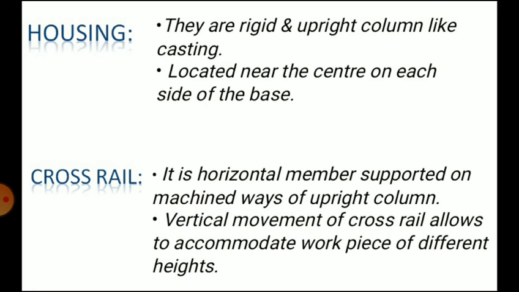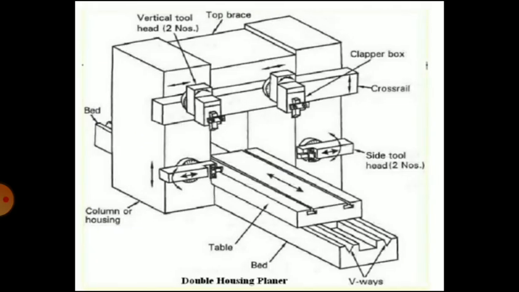Then the cross rail. It is a box-like casting connected to two columns. The cross rail can be moved up and down on the face of the columns. Two tool heads are mounted on the cross rail. The front face of the cross rail is accurately machined for sliding the tool heads. So you can see the diagram again. And the tool heads: the tool head of a planer is similar to that of a shaper, both in construction and operation.